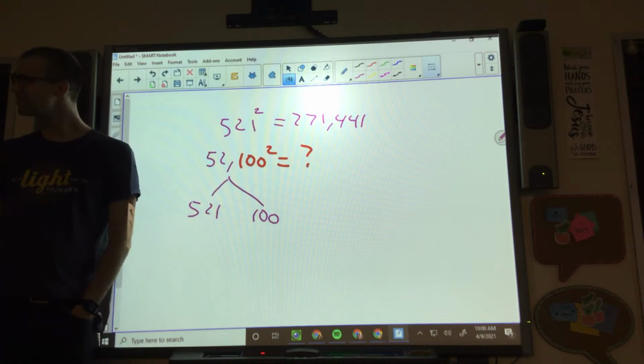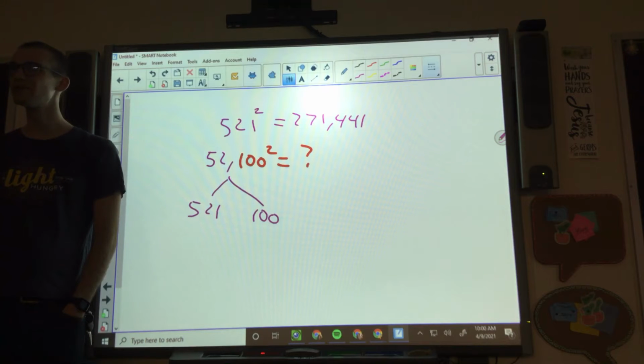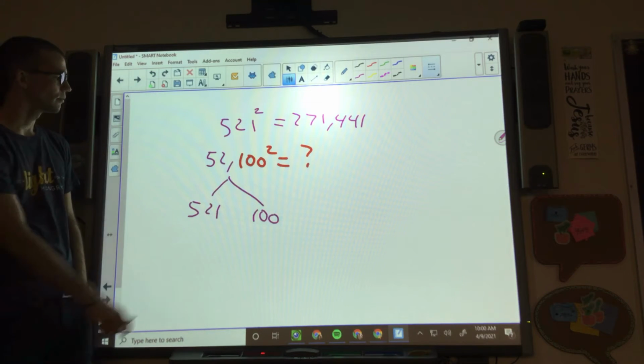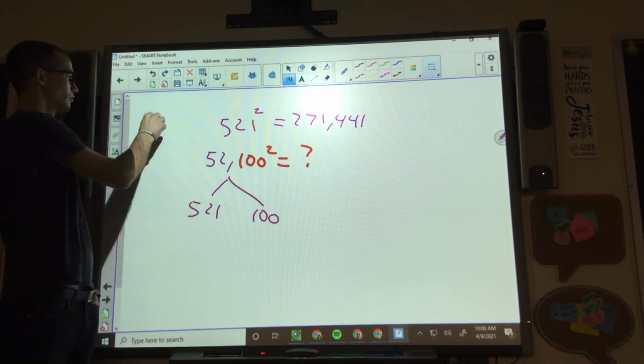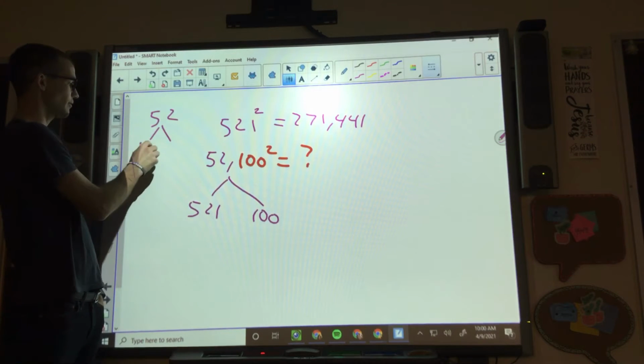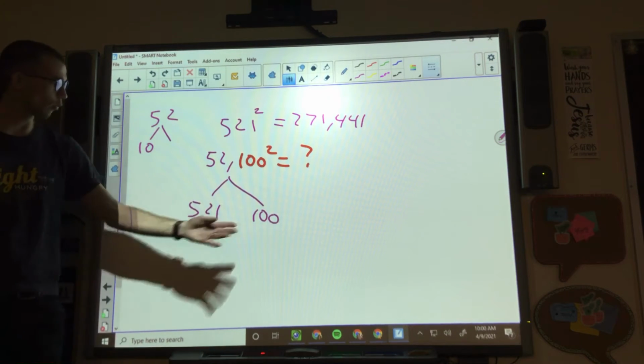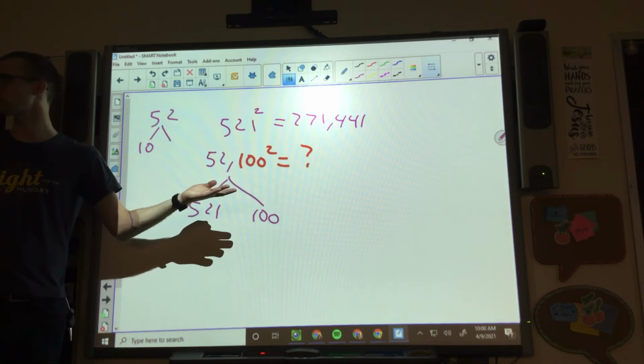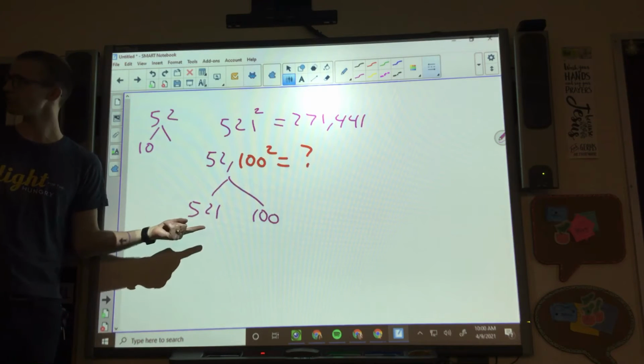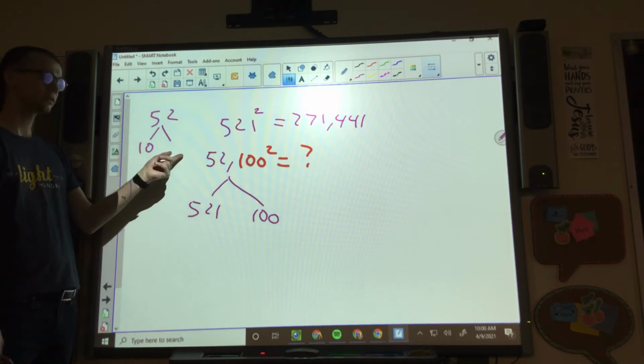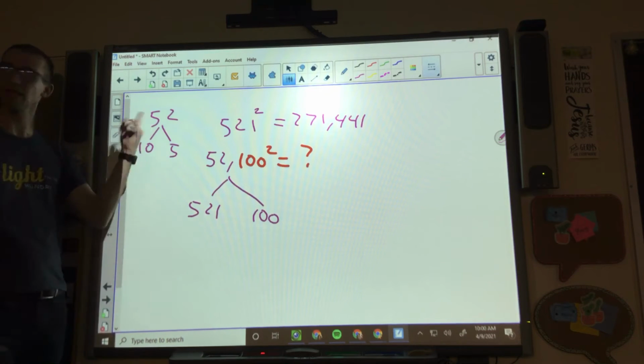Wait, say that again? So you're saying since it's 521, you can just take 100 out of it. So if it was like 52, I could take 10 out of it. No, because 52 does not divide by 10. 10 doesn't go into 52. 100 does go into 52,100. 100 times 521 equals this. 10 times 5 does not equal 52.